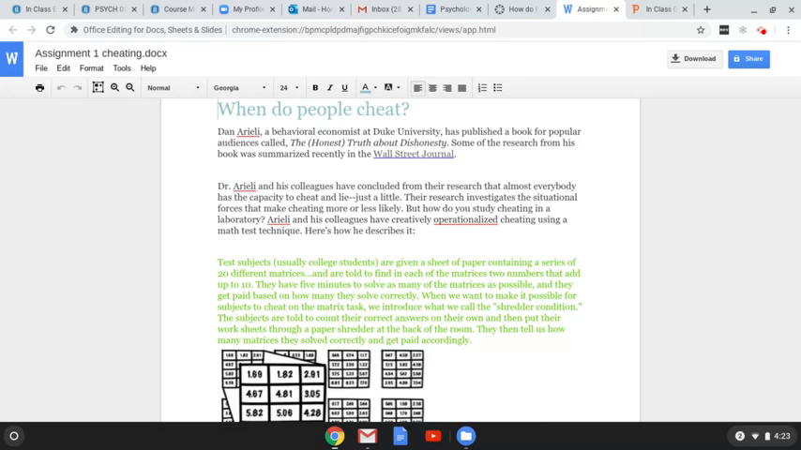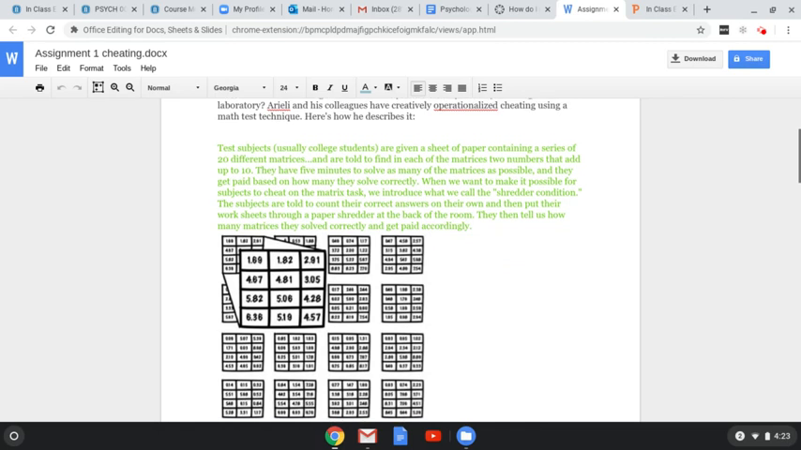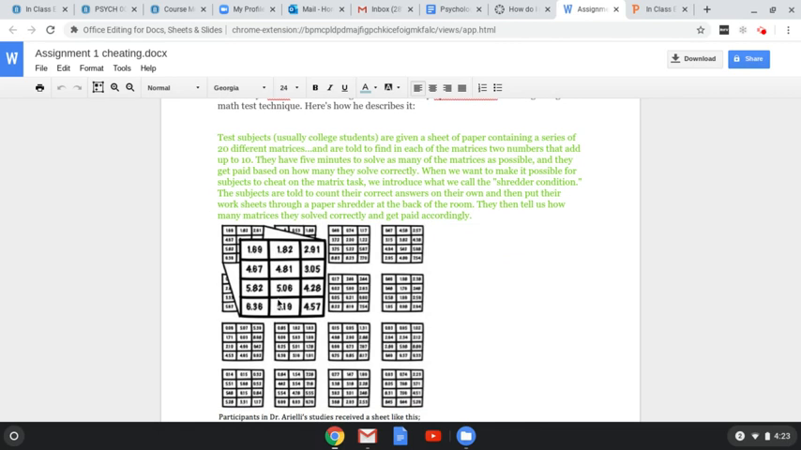You guys may have seen matrices in math classes before, or maybe you haven't. So let's take a look at these matrices down below here and basically what you're supposed to do with them. In green, it states, test subjects, usually college students, are given a sheet of paper containing a series of 20 different matrices. So each one of these is 3 by 4, so there's 12 numbers in each matrix, and on the paper there's up to 20 of them. And they're told to find in each of the matrices 2 numbers that add up to 10. So as quickly as you can, you need to find the numbers that add up to 10.